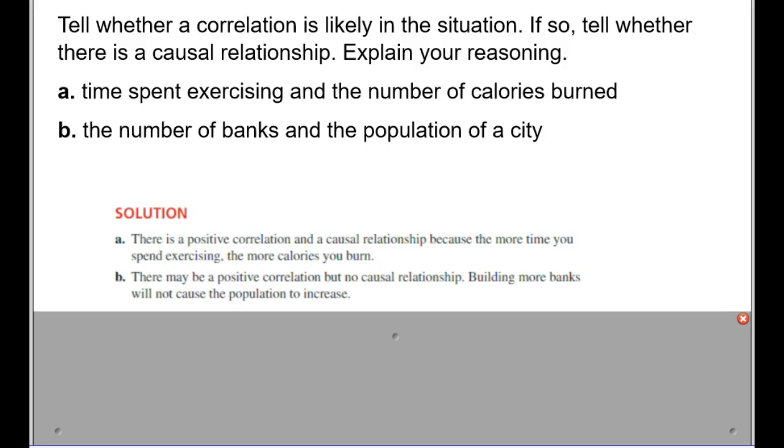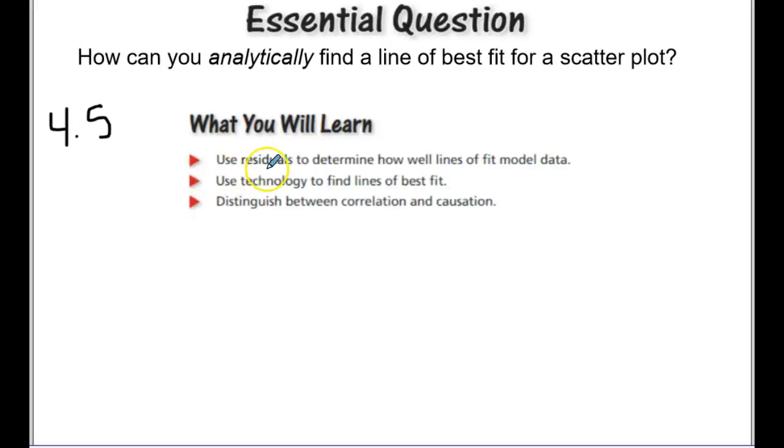Now let's look back at our learning targets. First we used residuals, and we looked at what residuals were and how we can use them to figure out if our data matches our line of best fit. The second one's a big one that we're going to be doing a lot using technology, and that's Desmos. That's going to be our biggest thing that we use. And then we looked at correlation and causation. Now that you've gone through all these, go ahead and keep working on that homework.